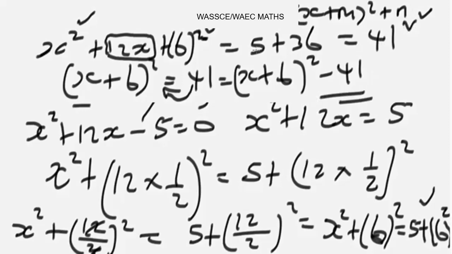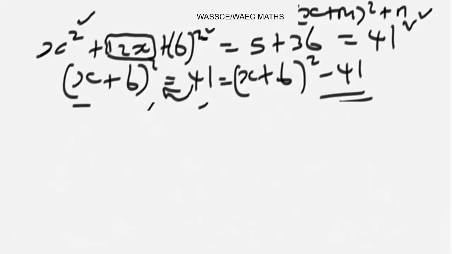Okay, now let's verify this. Let me show you. From this expression, this is the square, whereas this is what completes it.